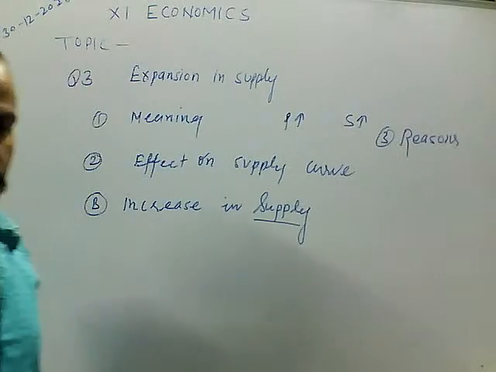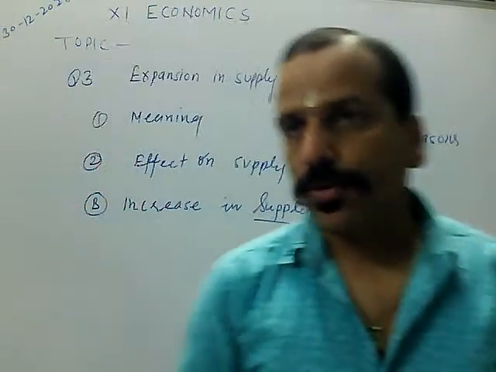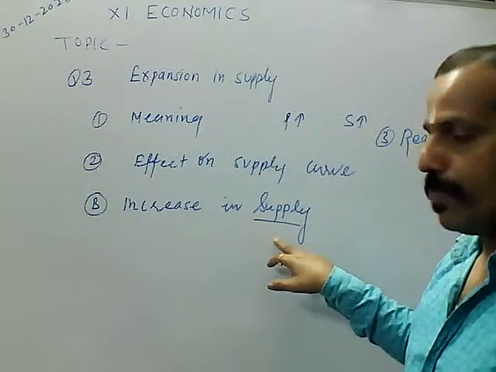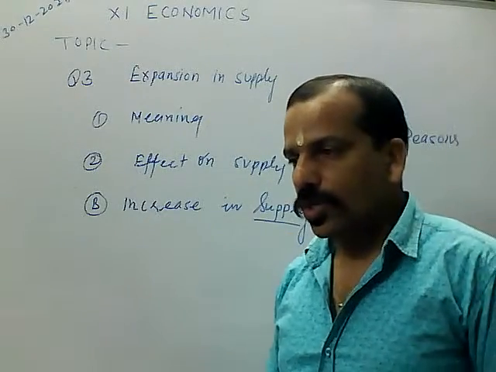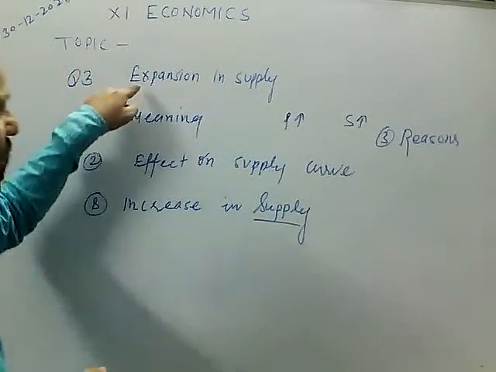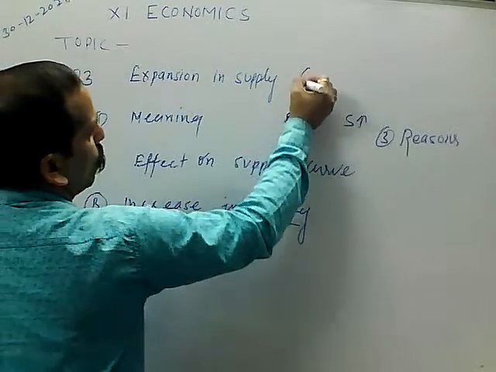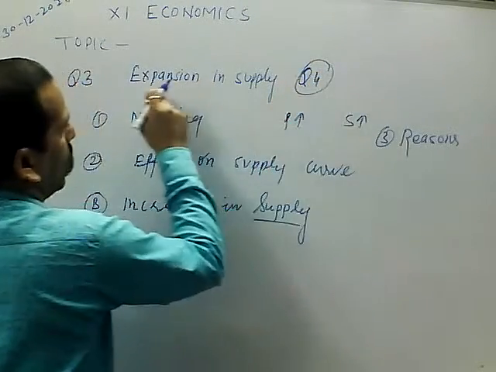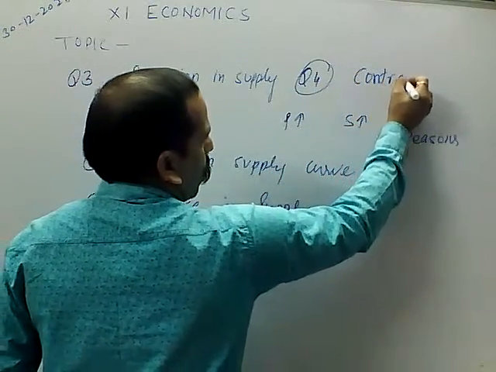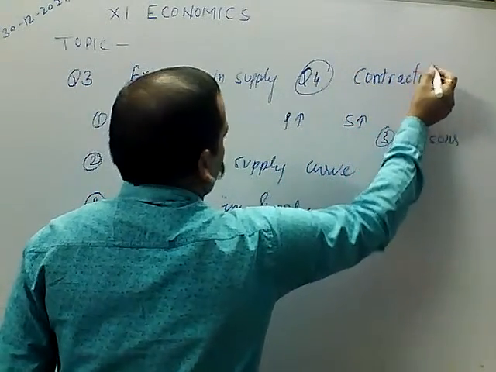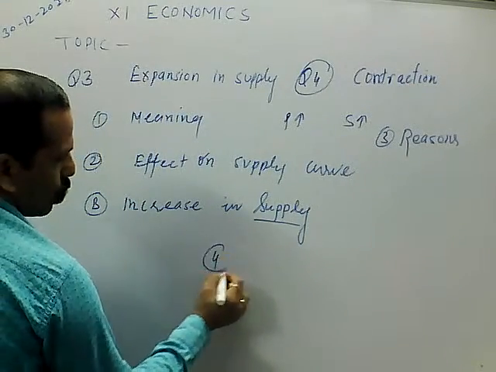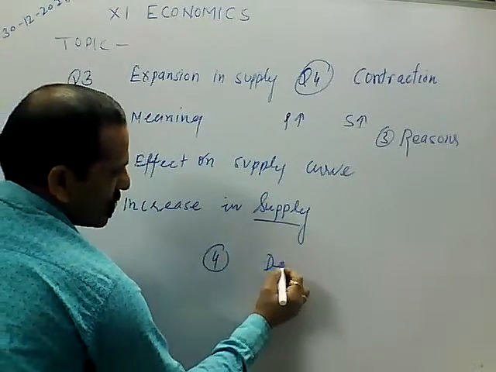So this way we can explain expansion in supply and increase in supply. And the fourth question is like that. In question number 4, expansion was there. Now we have to take the contraction in the supply curve, and in the fourth question, decrease in the supply.